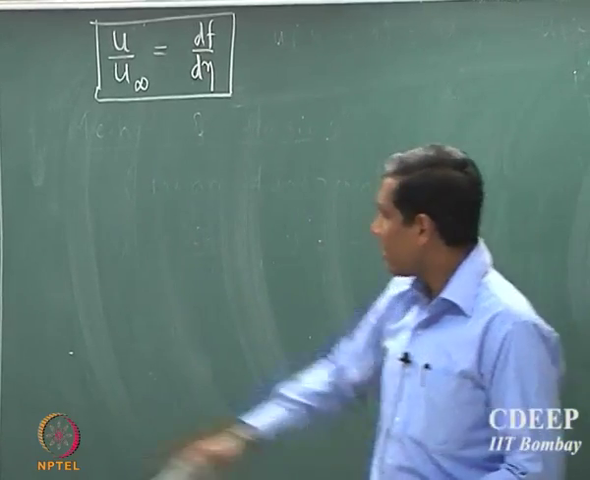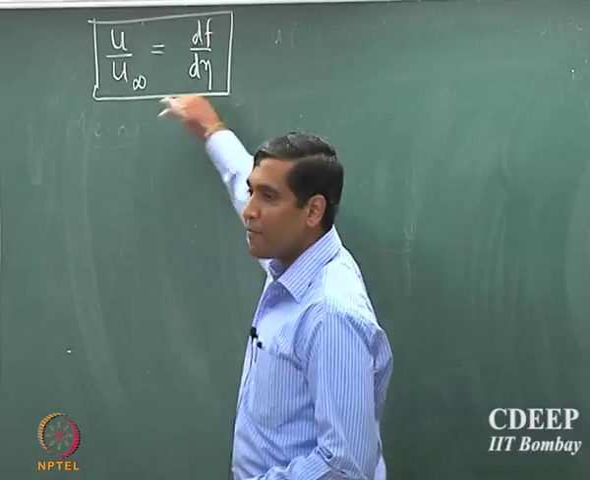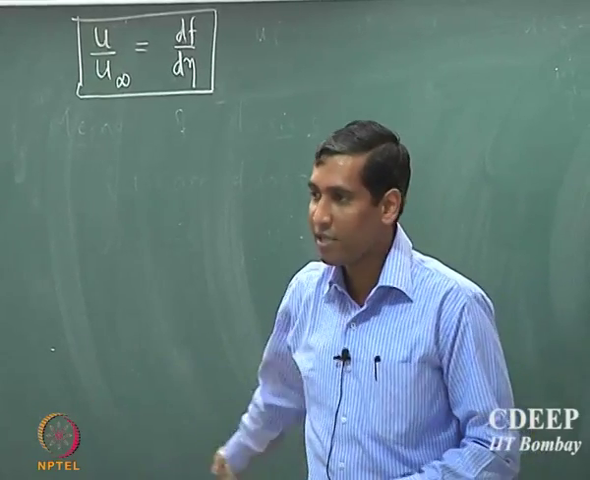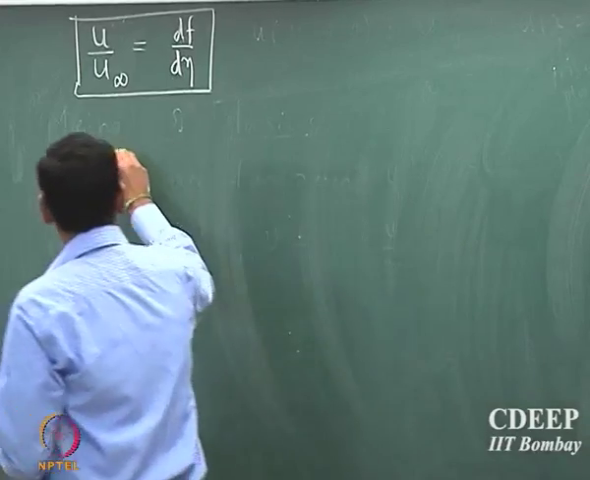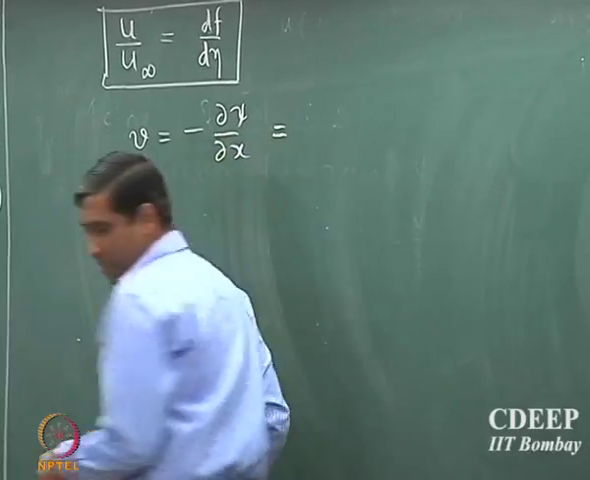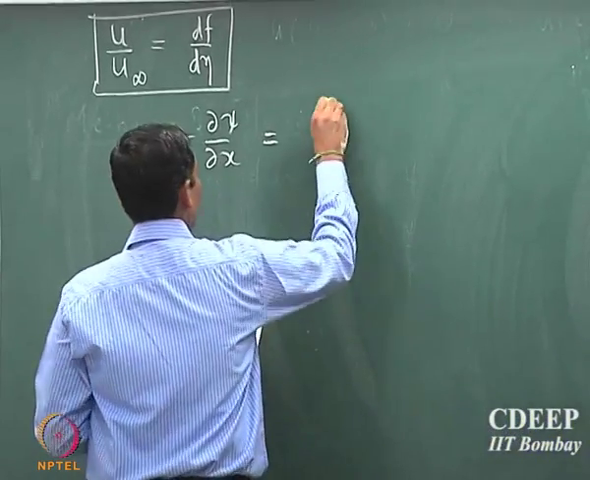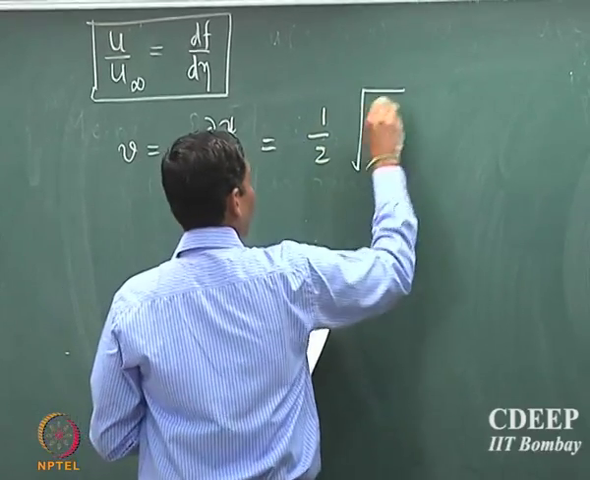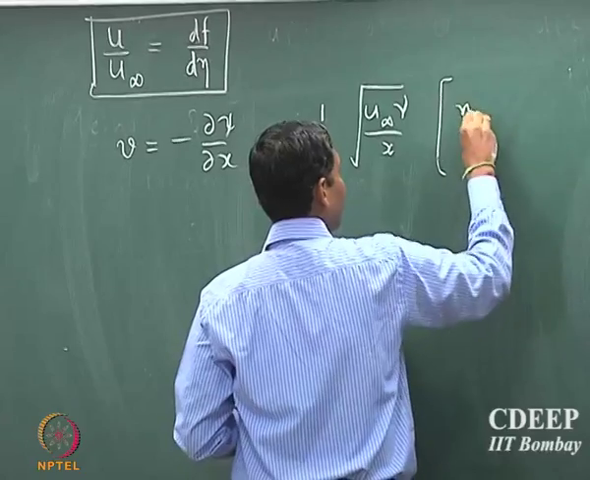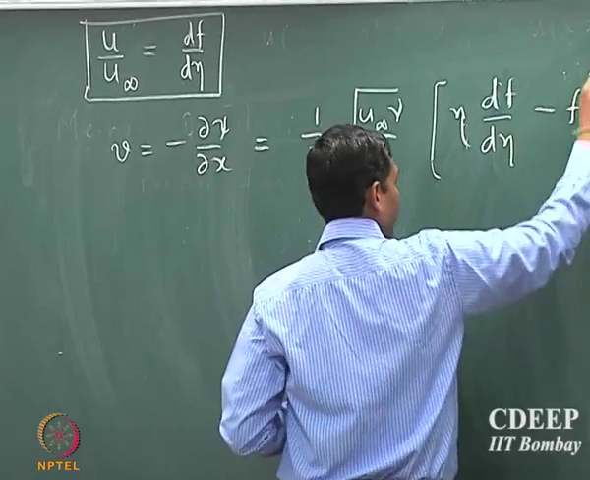Okay. So it's not that this functional form was got by magic; it was basically to come up with a very nice way of looking at the velocity profile and the temperature profile, which we will see shortly. Then we need to find v. V is minus d psi by dx, and you can do all the chain rule business. So I'm not going to do the chain rule here. That will be half square root of u infinity nu by x multiplied by eta df by d eta minus f.